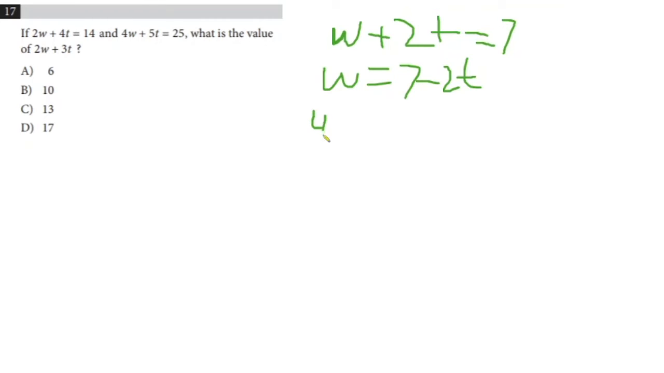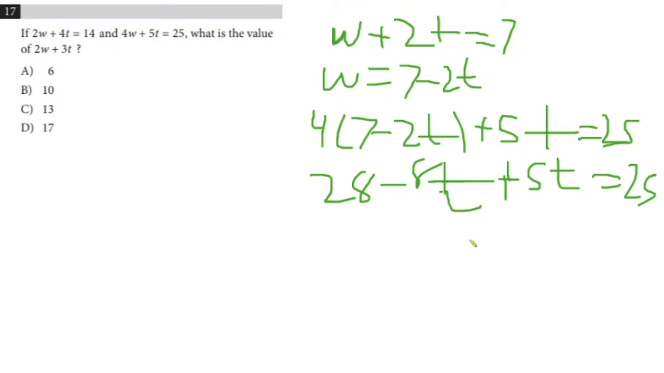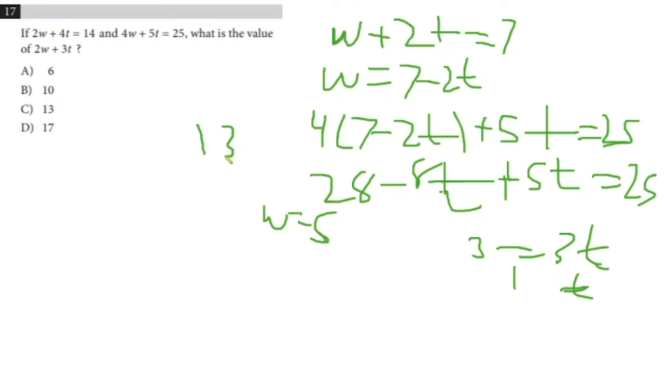into the other equation. We have 4 times 7 minus 2t plus 5t equals 25. And we have 28 minus 8t plus 5t. And the t's look like plus signs, which is another trap, equals 25. 3 equals 3t. T equals 1. You substitute back in, and you get w equals 5. And then your 2w plus 3t is 13 again.